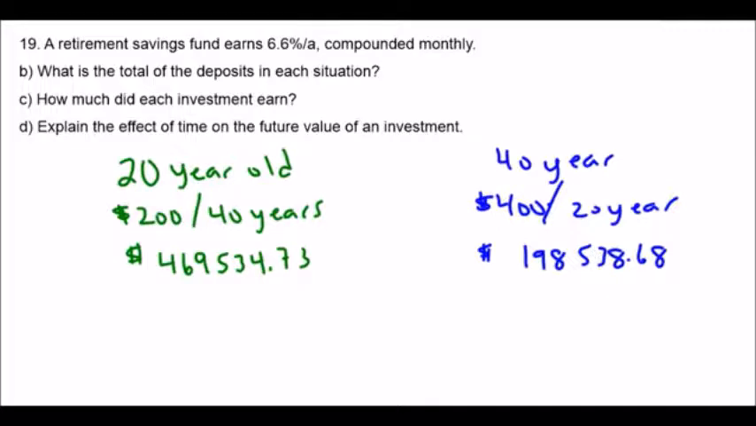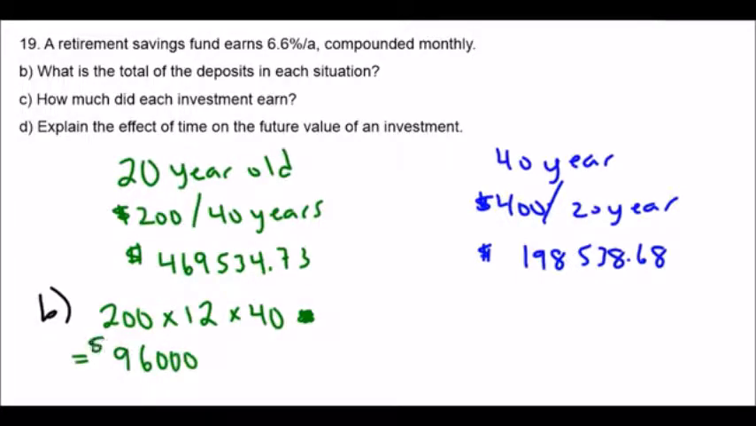So in part B, it says, what is the total of the deposits in each situation? So in other words, how much money did this person actually contribute to their amassed fortune? They made $200 every month, so 12 months in a year for 40 years. This person actually ended up depositing $96,000. So over that 40-year period, they deposited $96,000 into the account.